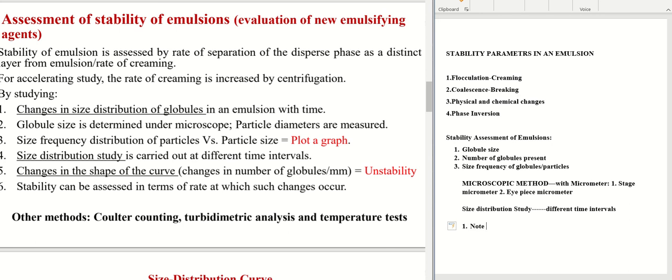Now the first step would be to note down the globule size. It will be in the micron level. And next, note down the number of globules per square mm.